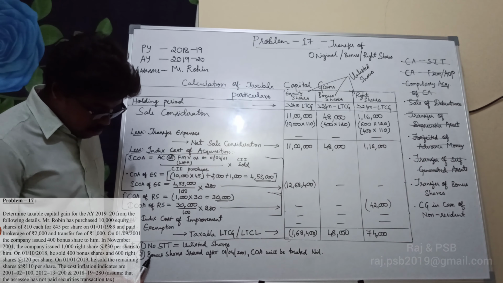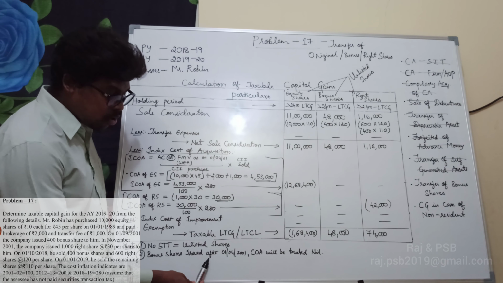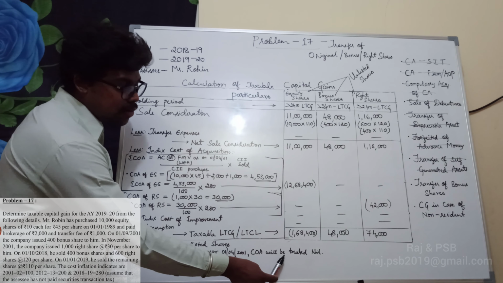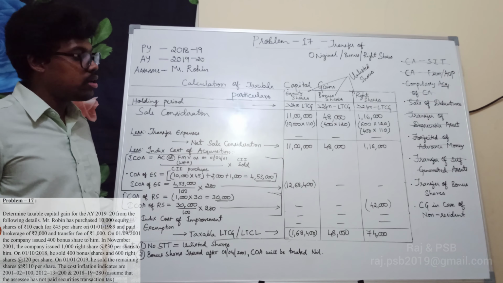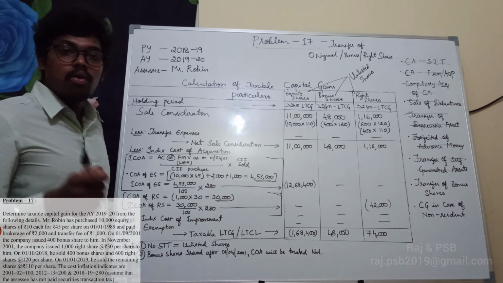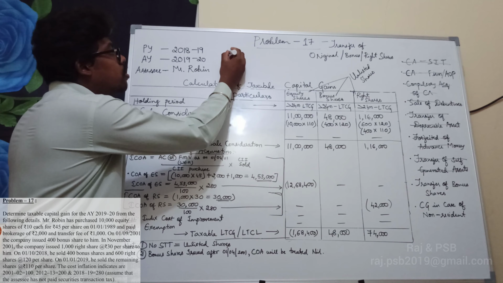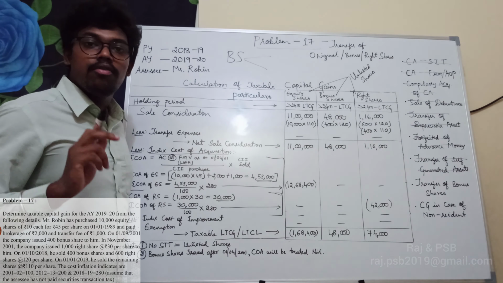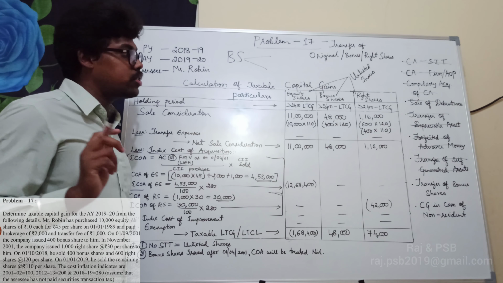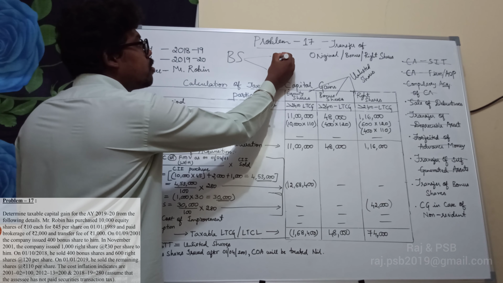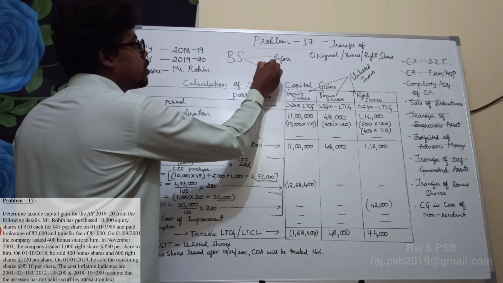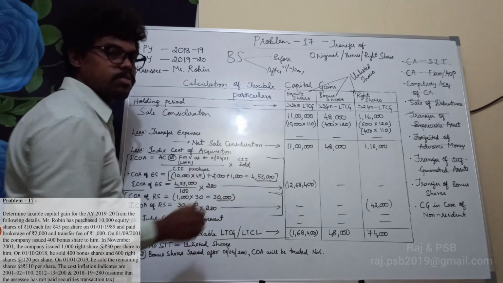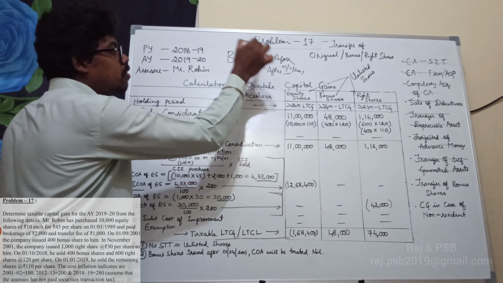So note ನೋಡಿ, bonus shares issued after 1/4/2001, cost of acquisition will be treated as nil. So ಇಲ್ಲಿ ನಮಗೆ ಬೋನಸ್ ಶೇರ್ಸ್ ಗೆ ಎರಡು ಫಾರ್ಮೆಟ್ ಬರುತ್ತೆ. Bonus shares have two formats at the time of calculation of cost of acquisition. One is before, another one is after 1/4/2001. Okay, so before idre ಯಾವ ತರ, after idre ಯಾವ ತರ.